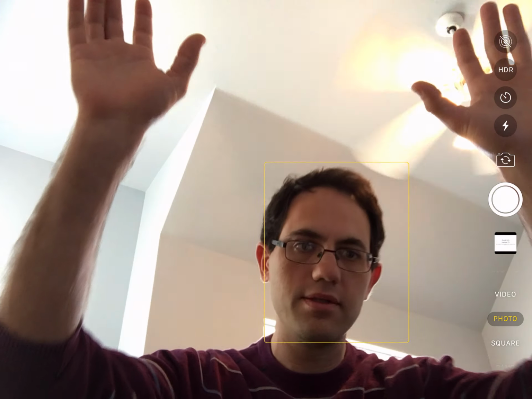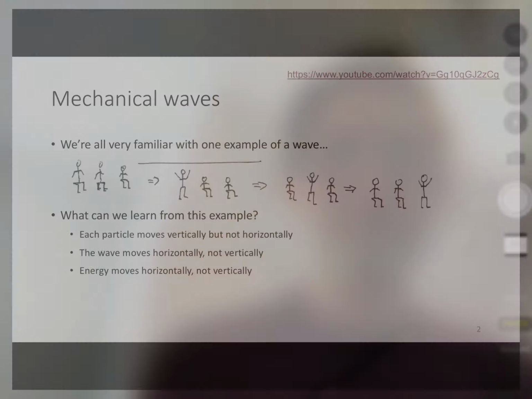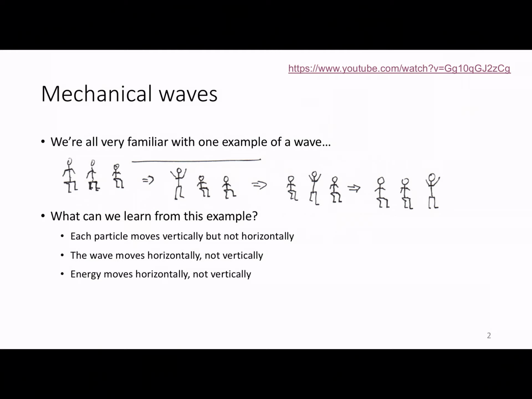Or when I do the wave, do I have kinetic energy when I'm watching, waiting for it to come to me, or when I do this? When I do this, right? So the energy is also moving along with the wave. It's going from left to right, or right to left in the YouTube example. So the wave moves horizontally, energy moves horizontally, but the particles in the wave move vertically.